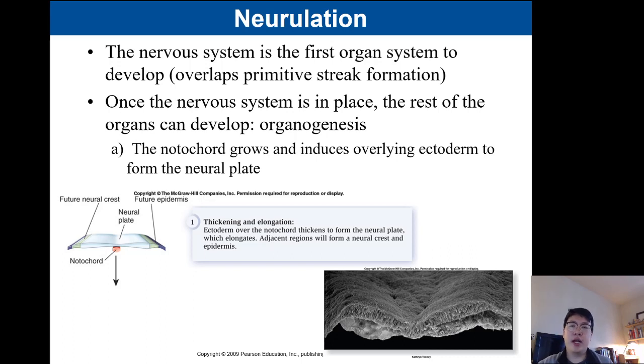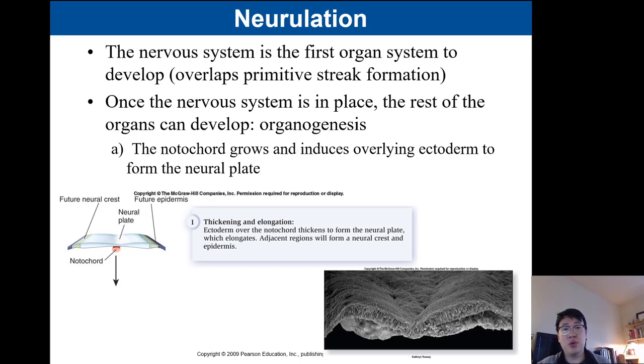Just means that it overlaps a very primitive, basic underlying form of development, because again, bacterial cells and archaeal cells do not have a nervous system. So all they do is they divide and they know what to do. But because we're more complex, the nervous system needs to override that type of formation. So once the nervous system is in place, the rest of the organs can develop.